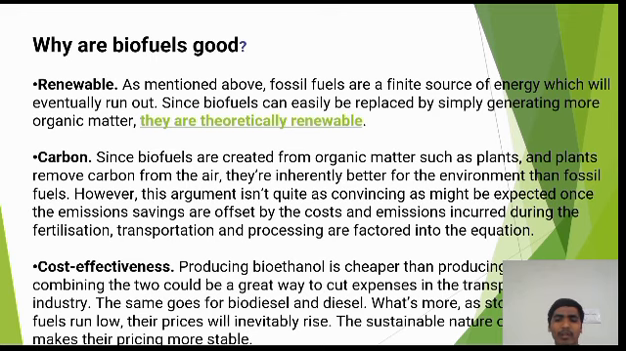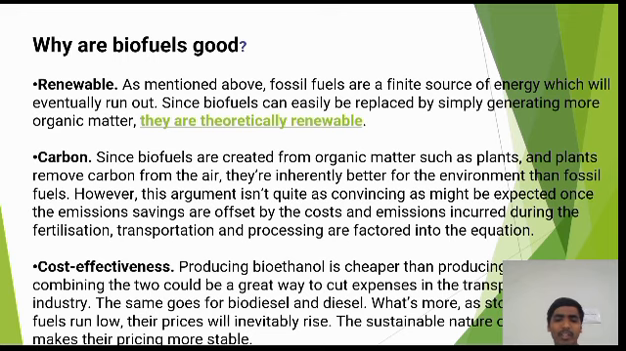However, this argument is not quite as convincing as it might seem once the emission savings are offset by the cost and emission incurred during the fertilization, transportation and processing factors are taken into the equation. Cost effectiveness.